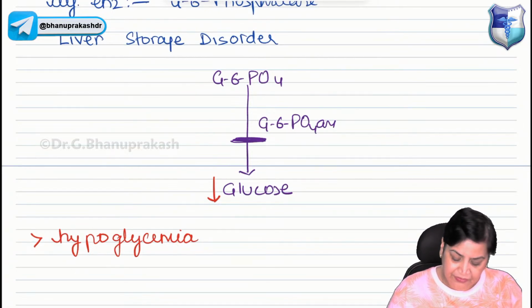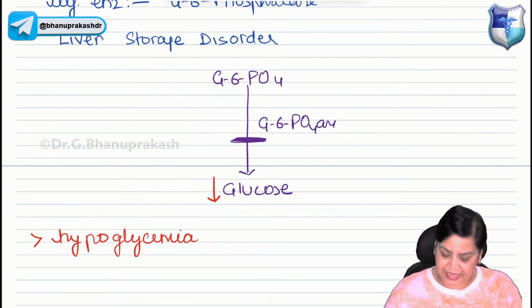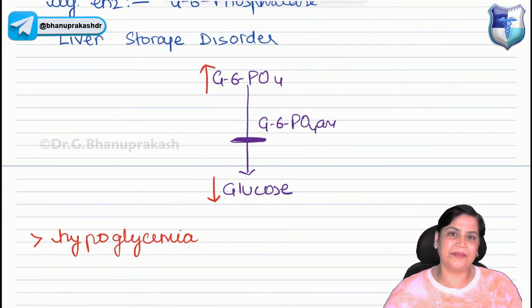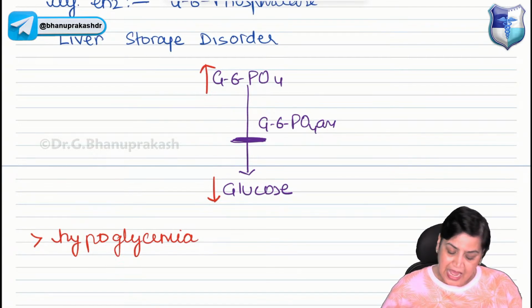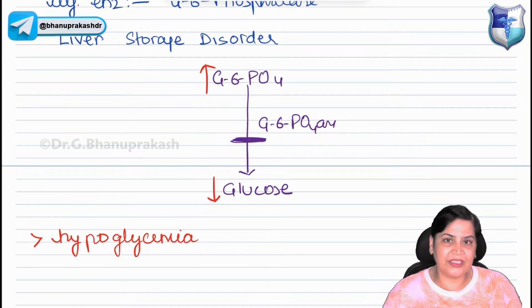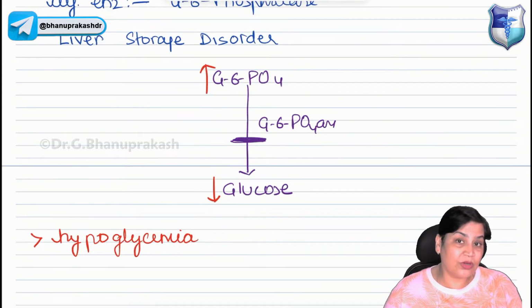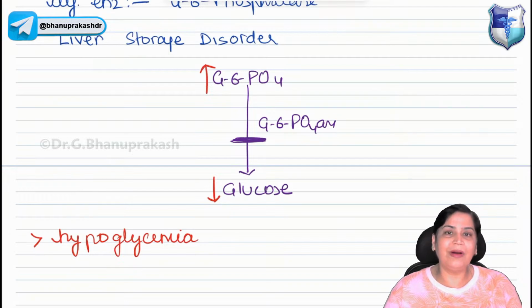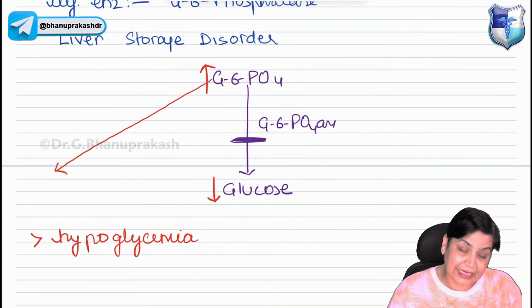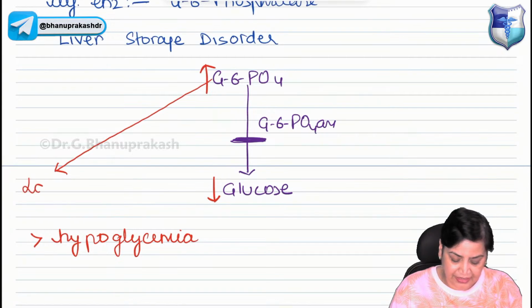Now see, if the concentration of glucose is decreasing, the concentration of glucose 6 phosphate will increase. It's clear. This glucose 6 phosphate whose concentration increases cannot be converted to glucose, so it will be diverted to form other things. So this glucose 6 phosphate will be diverted to form lactate.